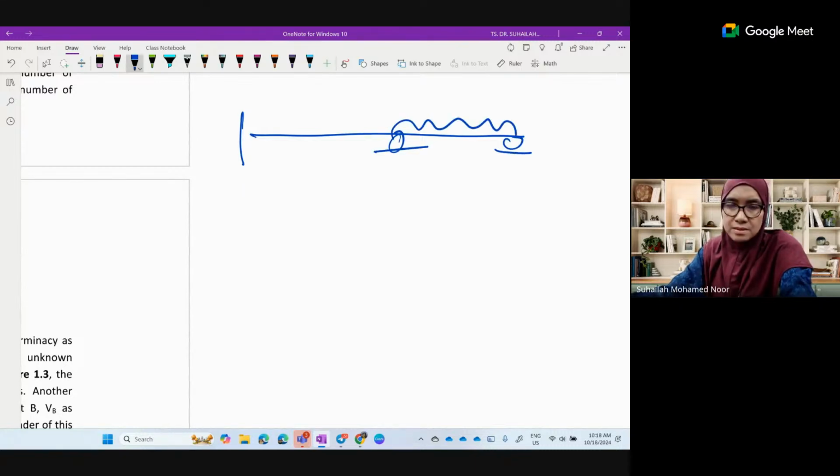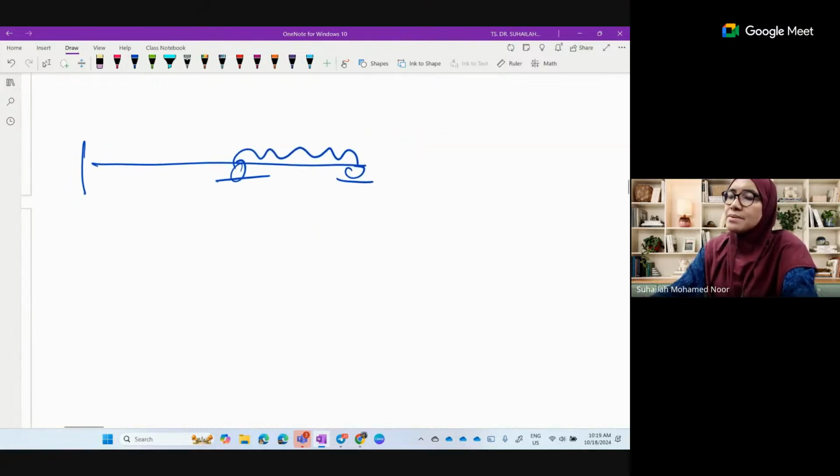We have one UDL here. This is the actual beam with 5 unknown reactions. We have to remove 2 redundant, R1 and R2. For a two redundant beam, we will have 3 possibilities.